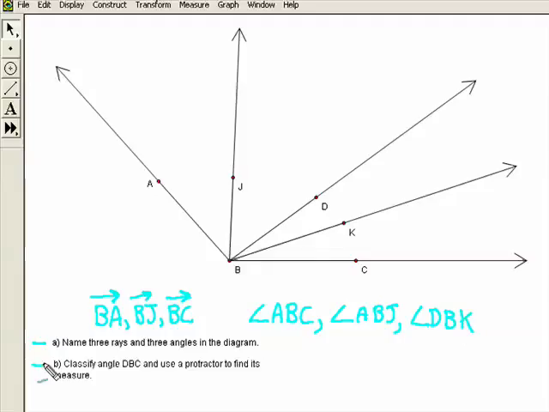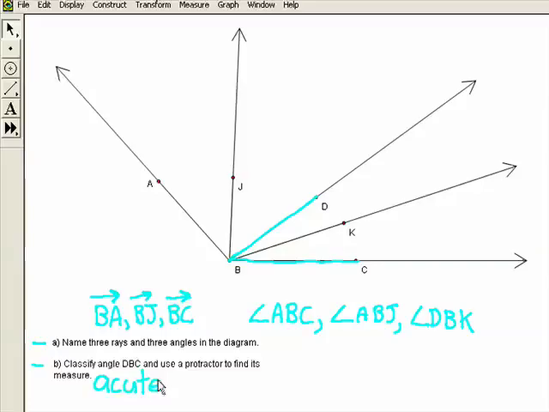Next, in B, we want to classify angle DBC and use a protractor to find its measure. So classifying it means, is it an acute angle, is it obtuse, is it a right angle? And here we can see it right here, DBC, and it's pretty obvious that's an acute angle, and of course you could measure it with your protractor to confirm that, but hopefully you're familiar enough with angles just to be able to look at that one and tell that it is an acute angle.